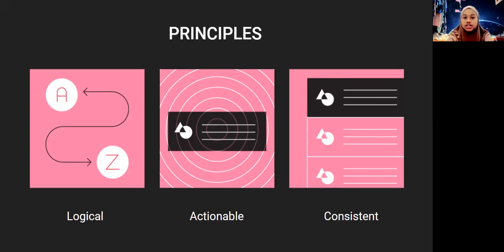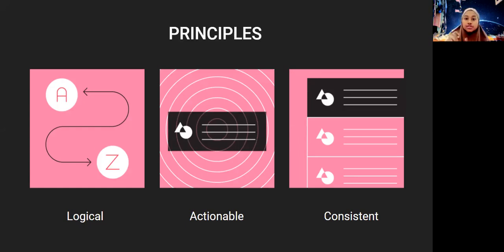The second is actionable. In the list, we have to make sure that users can easily identify each content item in our list, and they can act on it. They can tap it, and they can expand and collapse the list to see the details or other content.